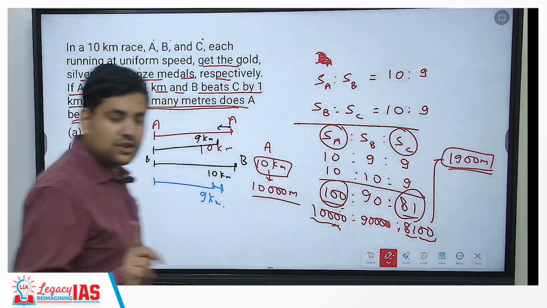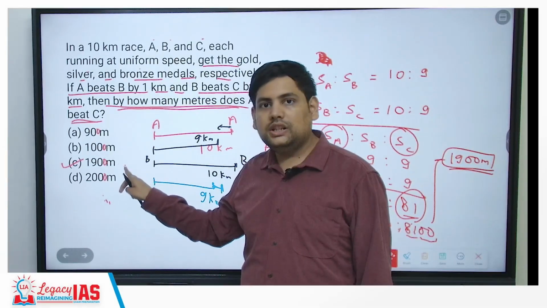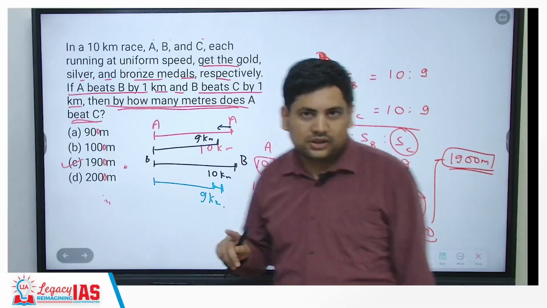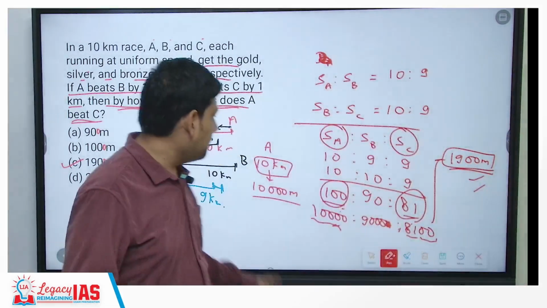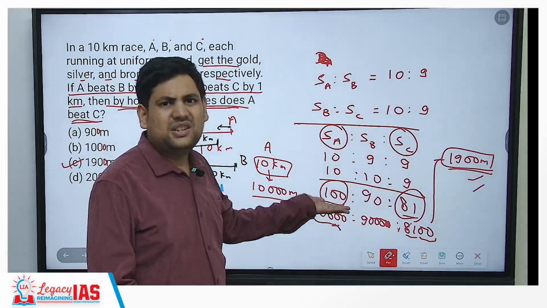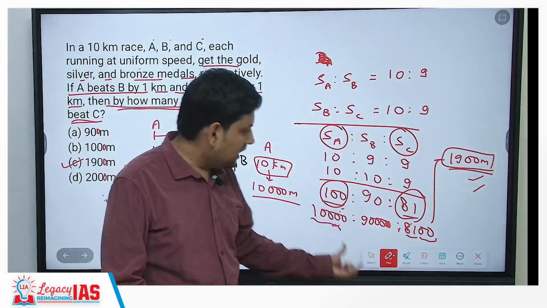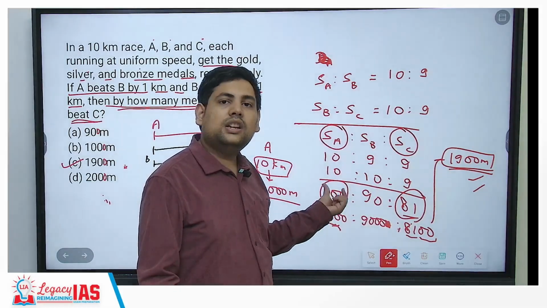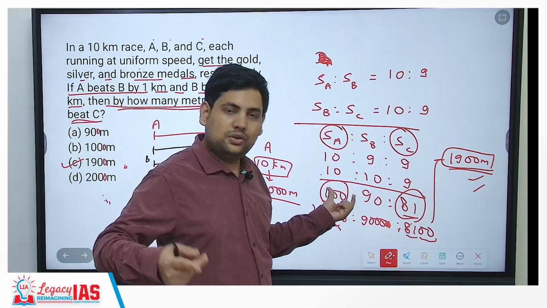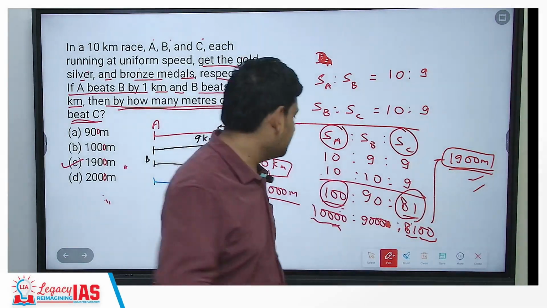That means A does not beat C by 2 kilometers, not 2000 meters, but by 1.9 kilometers. Understood the difference? So that is why the answer will be 1900 meters. Got it? First you found out the ratio of speed of A and speed of C, and then you can just find it using multiples. If in 100 meters it is leaving it 19 meters behind, then in 10,000 meters, or 100 times, it will be 1900 meters behind. That's it. Simple.